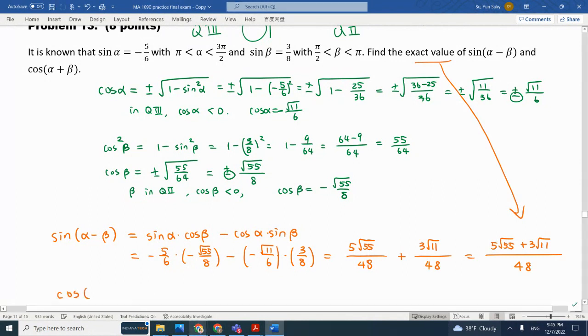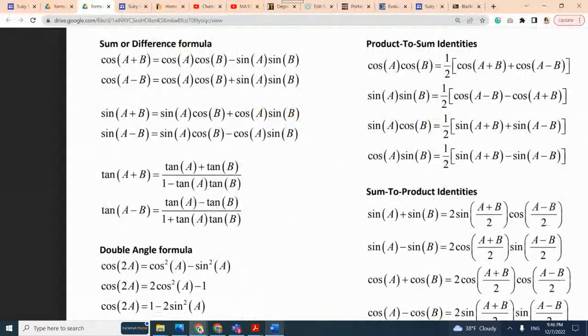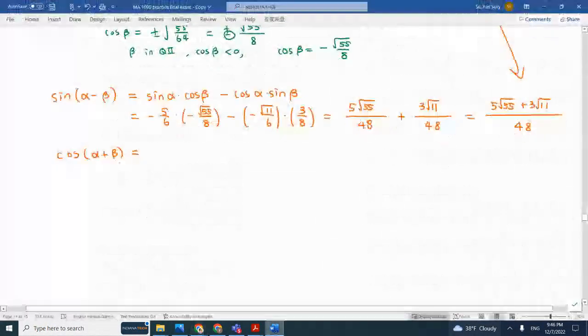And also cosine of alpha plus beta. Right here, cosine alpha, cosine beta, sine alpha, sine beta.